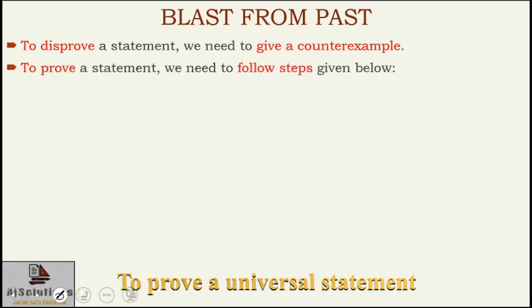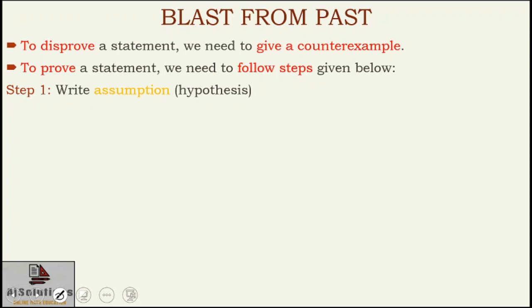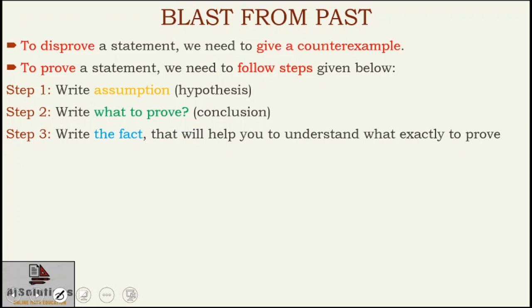To prove a statement, we are going to follow a few steps. Step number 1, write assumption. Assumption is basically the hypothesis whenever we have an if and then statement. Step number 2, write what to prove. So basically we prove the conclusion part of that if and then statement. Step number 3, write the fact that will help you to understand what exactly to prove. Step number 4, write what needs to be proved exactly.